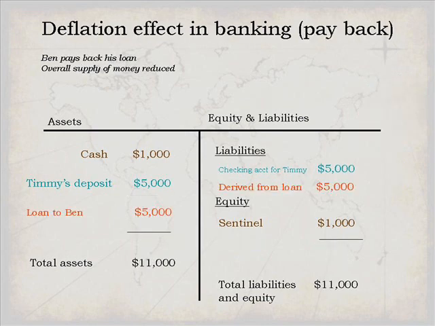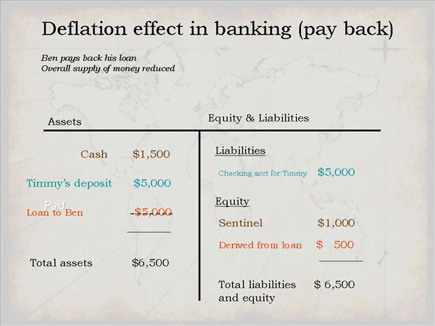But it's not just a loan default that is deflationary. What about paying back a loan? Again, let's take a look at this loan to Ben where we have an asset on the banking side of $5,000 and a total money supply right now of $11,000.